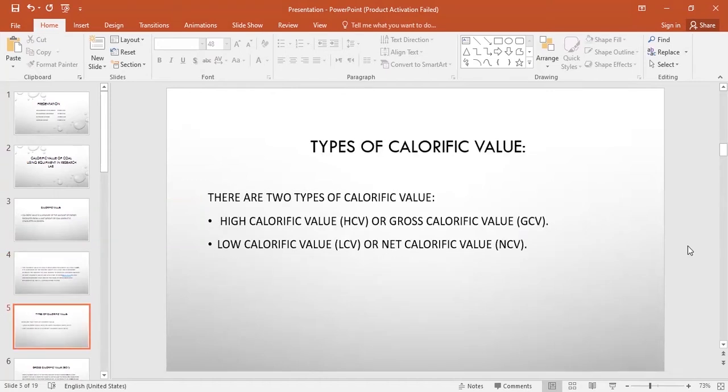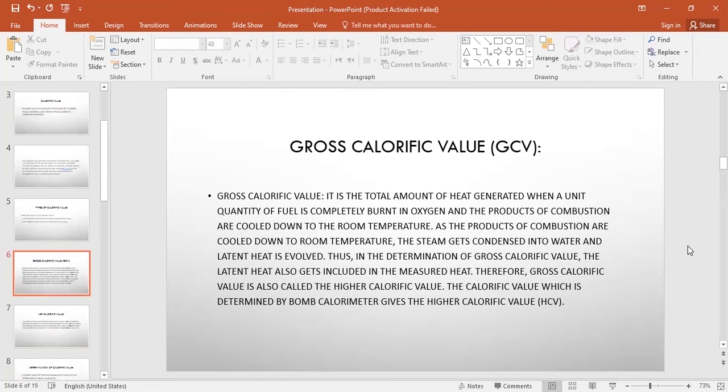Types of calorific value. There are two types of calorific value. First, high calorific value or gross calorific value, HCV and GCV are the abbreviations. Second, low calorific value or net calorific value. The gross calorific value topic will be discussed by my other group members.